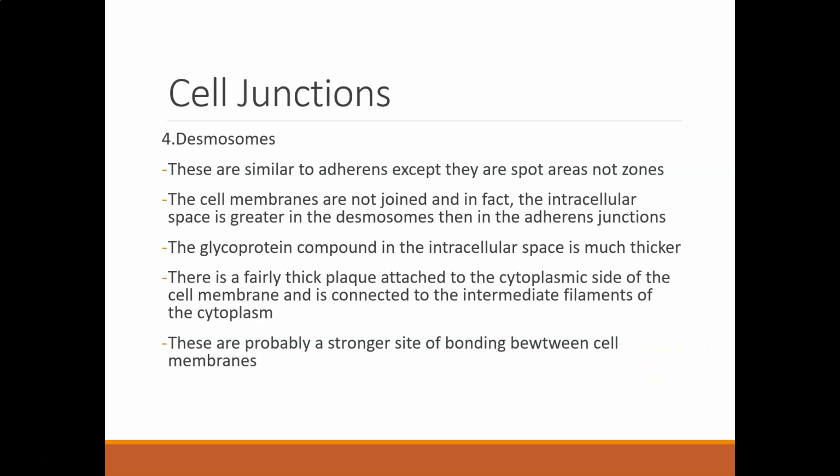And instead of microfilaments, in here is intermediate filaments. So this is a far stronger attachment as compared to adherens. So adherens had a smaller transmembrane protein. It had a lighter plaque and a very thin microfilament. Desmosomes have a much thicker glycoprotein between the two cell membranes. And on the cytoplasmic side, the plaque is much thicker and stronger, and we have much larger filaments.